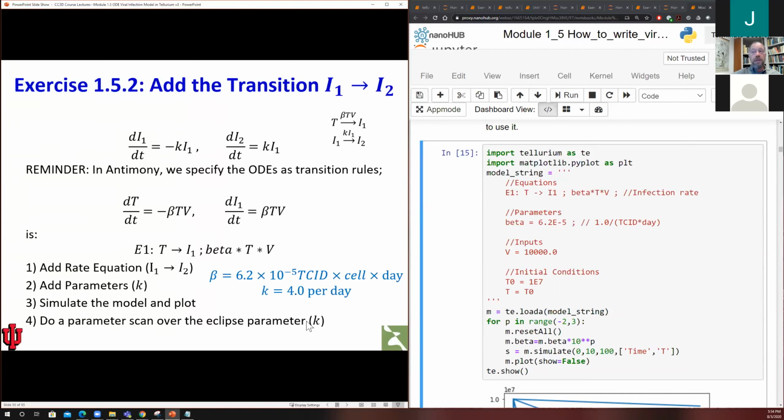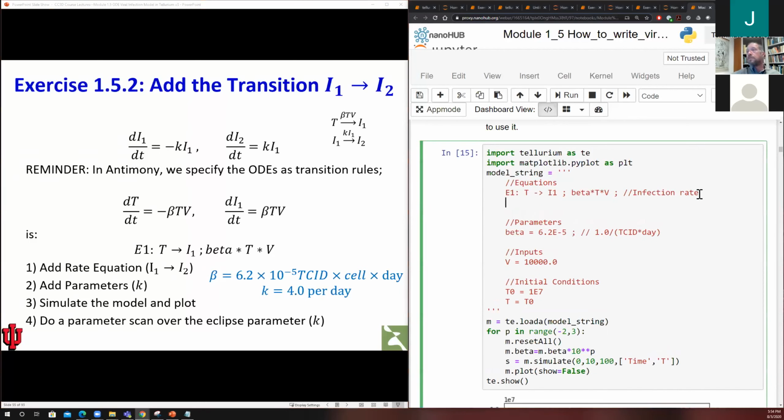I'll do that by hand, but I would like you to try doing that. And then I want you to scan over the eclipse time, K. So you can do that on your own. I'm going to do it the way I come up with it. I may make a mistake, so I wouldn't copy me too carefully until you've tried it on your own.